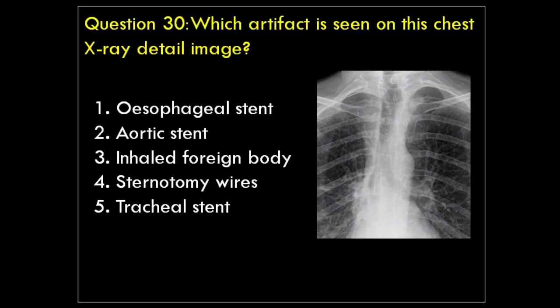Question 30: Which artifact is seen on this chest X-ray detail image? 1. Esophageal stent. 2. Aortic stent. 3. Inhaled foreign body. 4. Sternotomy wires. 5. Tracheal stent.